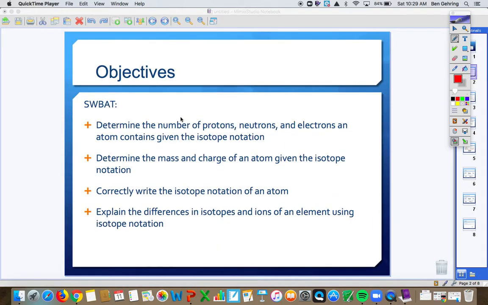At the end of this, you're going to be able to determine the number of protons, neutrons, and electrons an atom contains given the notation. You're going to be able to determine the mass and charge of an atom given the isotope notation. You will be able to write the isotope notation for an atom, and you're going to explain differences between isotopes and ions of an element using isotope notation. So you'll be able to give that to me.